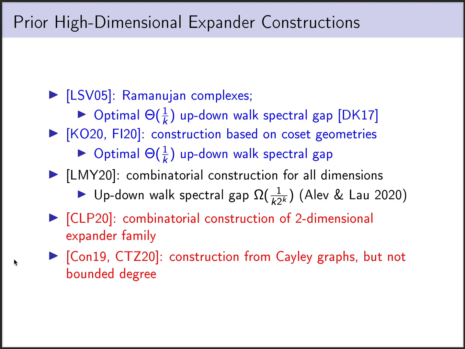Now there have been some other papers on combinatorial constructions of high dimensional expanders, but to the best of my knowledge, these haven't given quite what we want. So CLP had a combinatorial construction in the 2-dimensional case, whereas we want constructions of all dimensions. And then Conlin, Tidor, and Zhao gave a construction from Cayley graphs, but the groups they used for these Cayley graphs were abelian, so it did not quite have bounded degree.